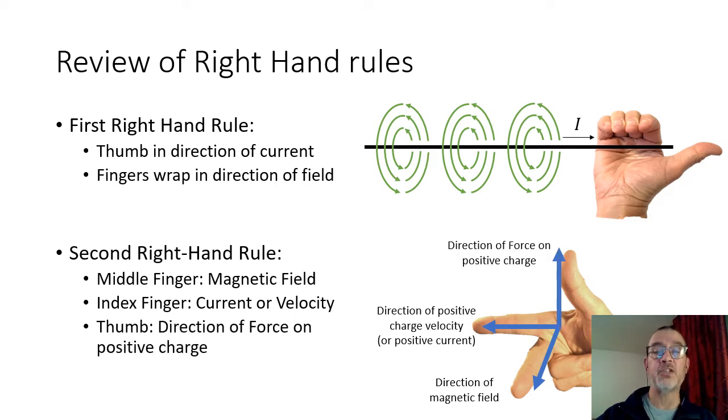Then our thumb is going to be the direction that the wire is going to be feeling a force, as in hitchhiking, hey, I want to go that way. So the thumb is the direction of the force on a positive charge. Now those are our two right-hand rules.